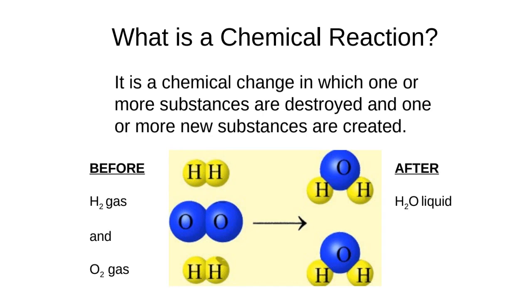So for this we can take hydrogen and we can take oxygen, and when you add these two you will get water under certain conditions. Okay, so by this what we learn is that a chemical reaction is a chemical change in which one or more substances are destroyed to create new substances. So here H2 and O2 are combined together and they are making H2O liquid, which is also called water.